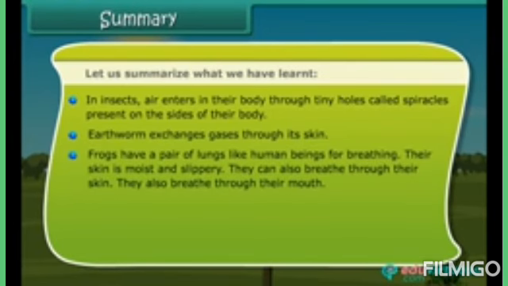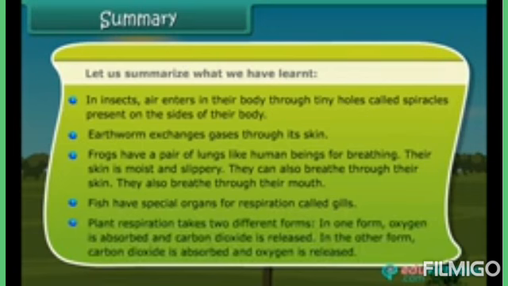Their skin is moist and slippery. They can also breathe through their skin. They also breathe through their mouth. Fish have special organs for respiration called gills. Plant respiration takes two different forms. In one form, oxygen is absorbed and carbon dioxide is released. In the other form, carbon dioxide is absorbed and oxygen is released.